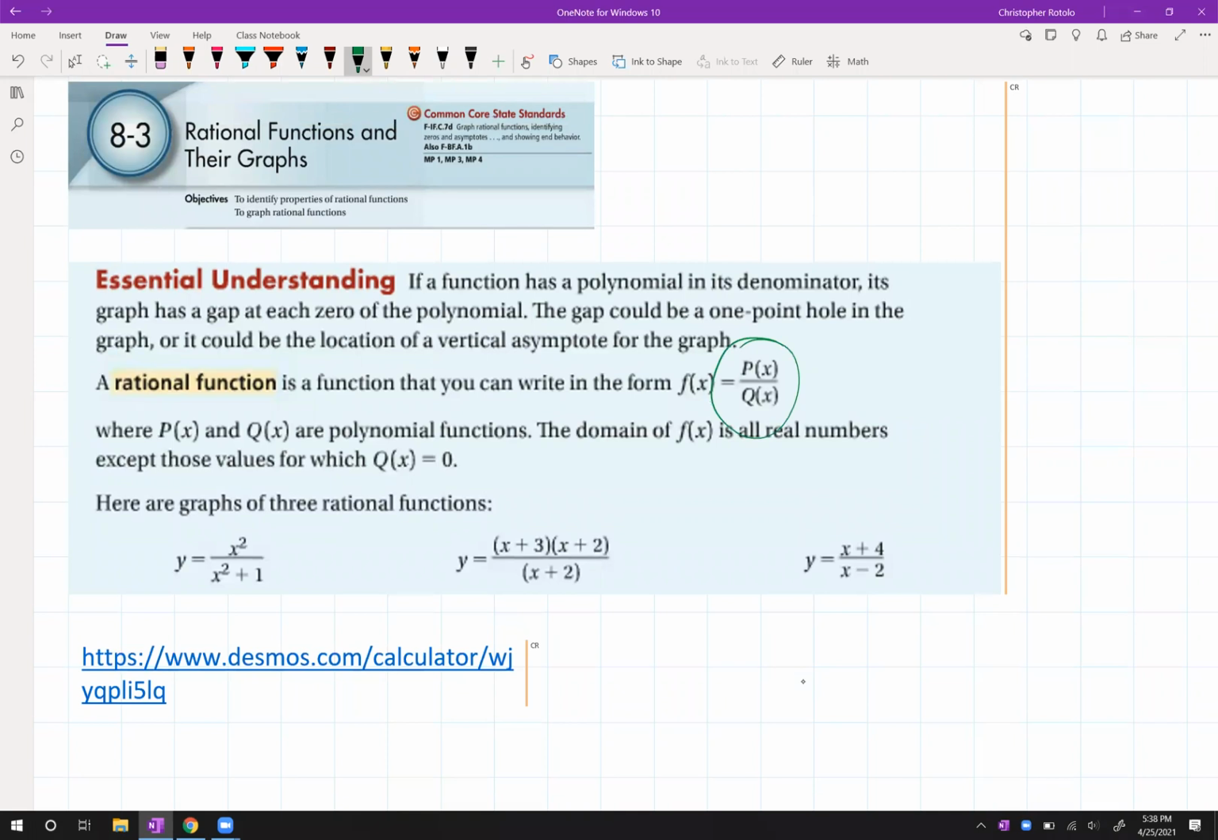The bottom line is when we start looking at these graphs, they're going to look different, but I'm going to ask you some specific questions about the domain. Remember, the domain is only restricted because I can put anything in the top, but when the bottom, whatever the function is on the bottom, q of x they use for that, equals 0, that means we have a problem. So there's a domain restriction.